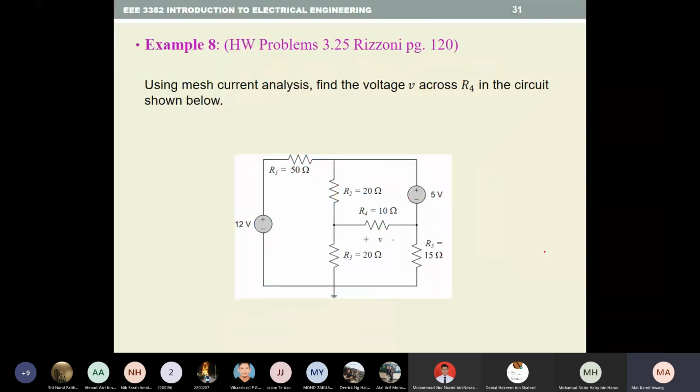Example number 8. Problem 3.25 from the Rizzoni textbook, page 120. Using mesh current analysis, find the voltage V across R4 in the circuit shown below. Okay, so from here, how many meshes do you have? 1, 2, and 3. Okay, you have 3 meshes.